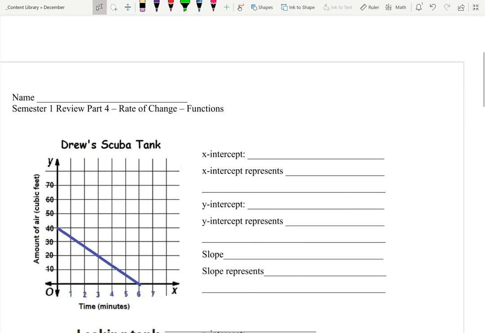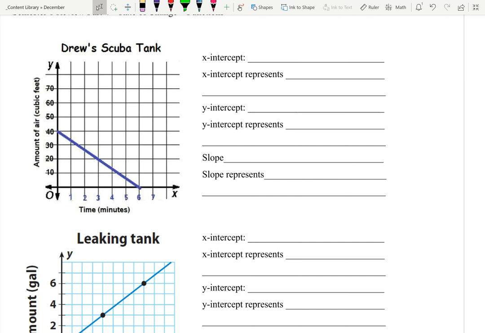All right, let's go to the second side of this. Drew scuba tank, X-intercept. We have an X-intercept. It's here at 6. X equals 6. Now, what does this represent? Well, if this is the amount of air in the scuba tank, on the x-axis it would be 0 air in the tank at 6 minutes. So what that means is it takes 6 minutes for the tank to run out of air.